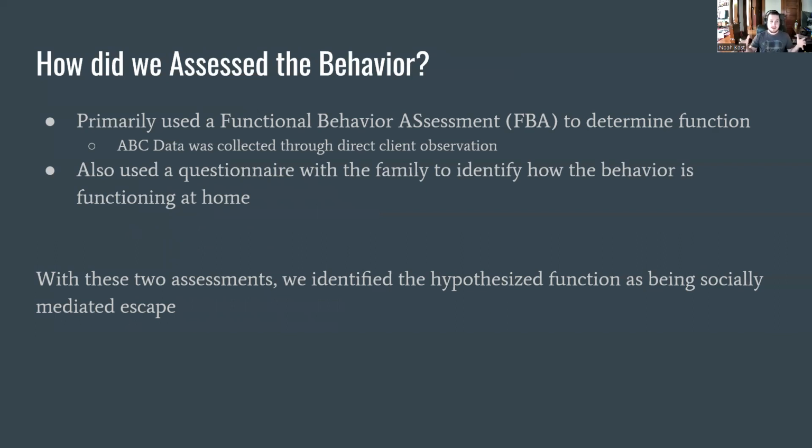So, how do we assess the behavior? We primarily use two methods. So, a functional behavioral assessment to determine the function. ABC data was collected through our direct client observation during our sessions. We also used a questionnaire with the family to identify how the behavior is functioning at home. So, we wanted to not only see what was happening at the clinic, but to see also in other types of environments as well. With these two assessments, we did identify the hypothesized function as being socially mediated escape.